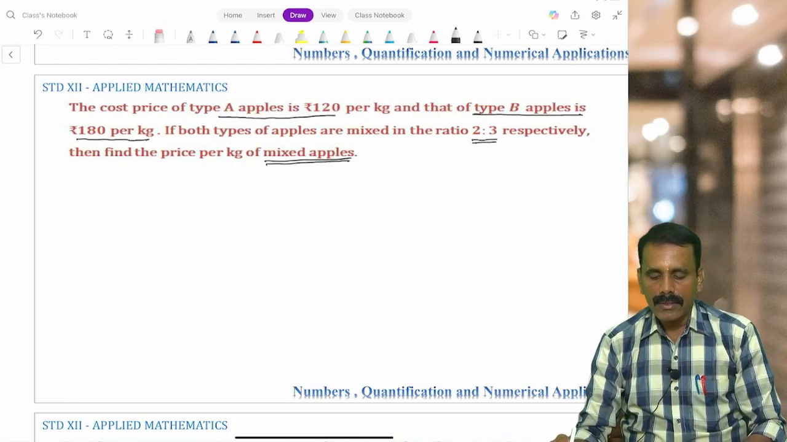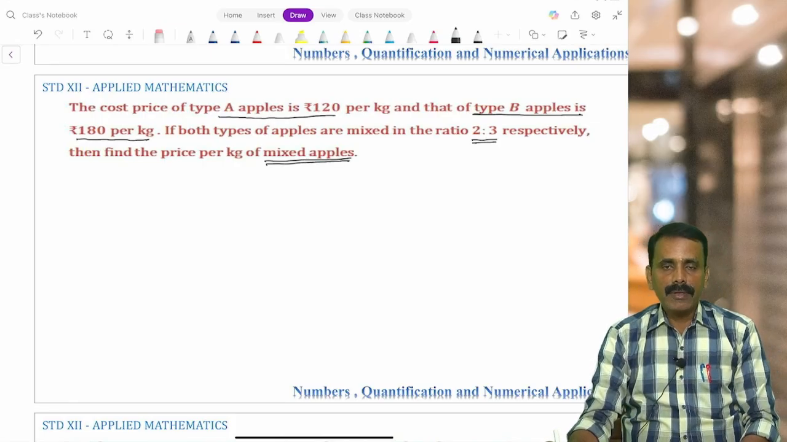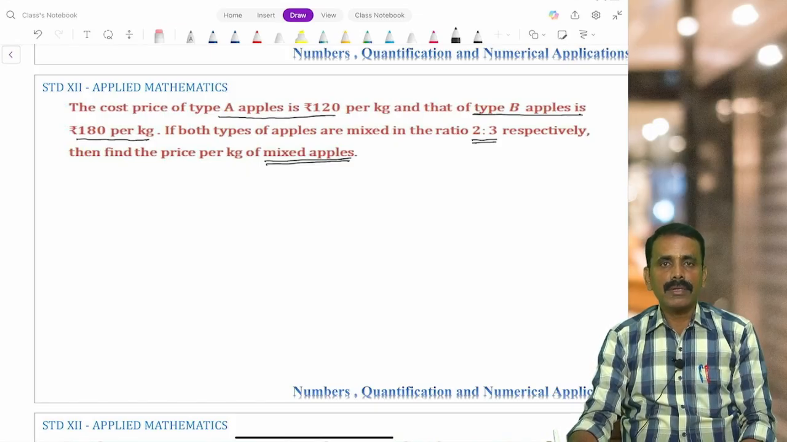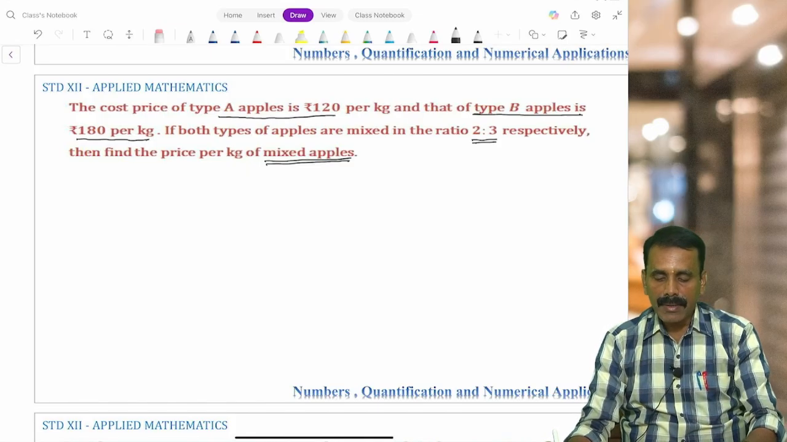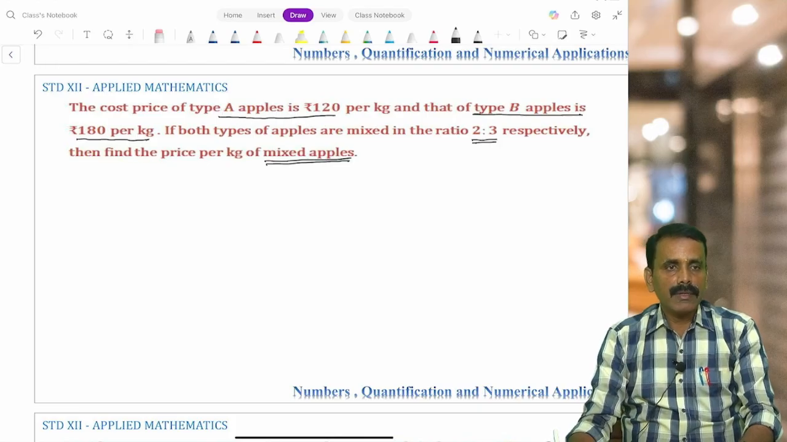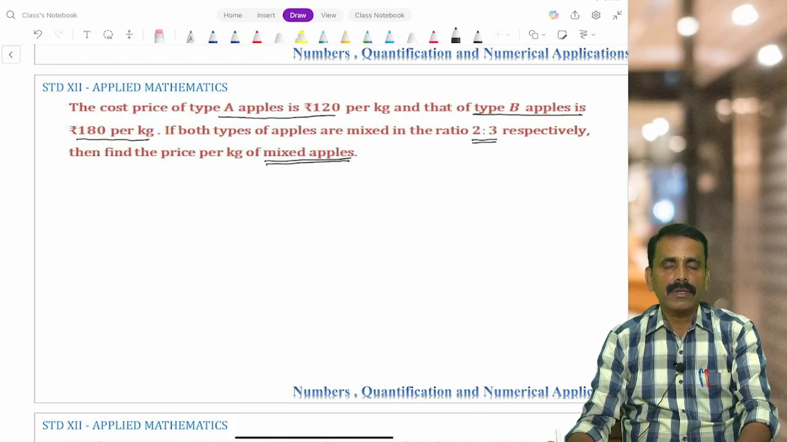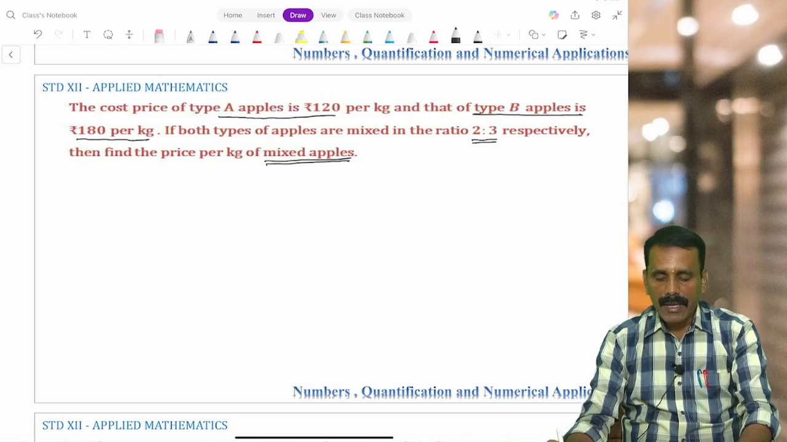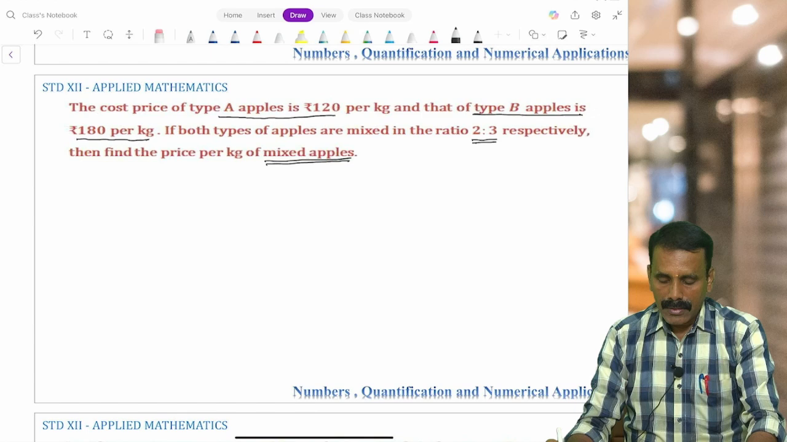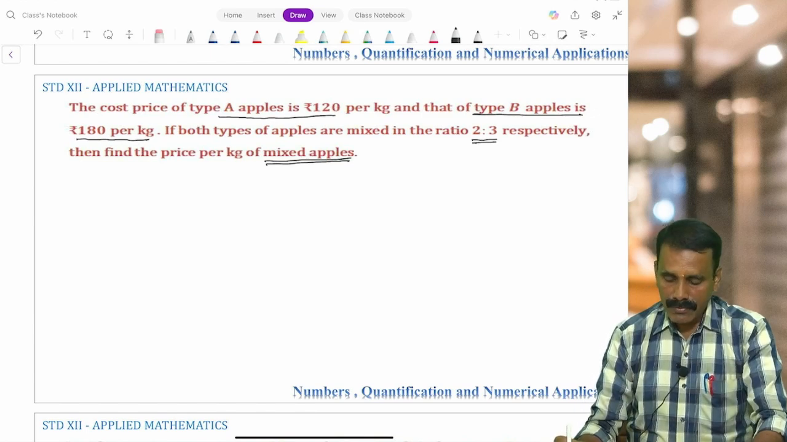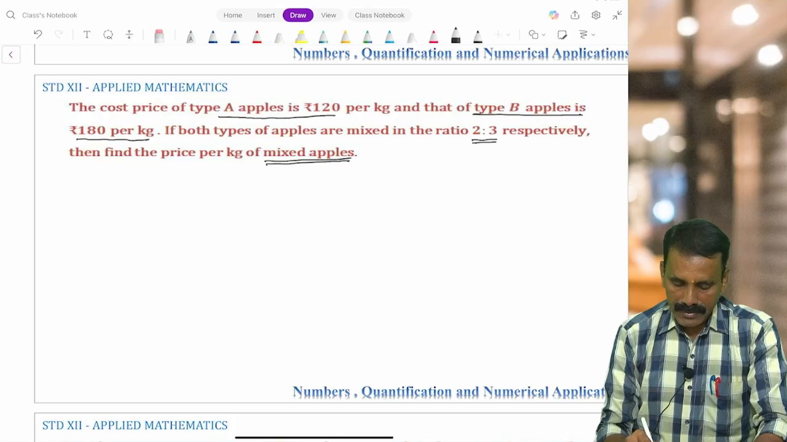Is it clear? So type A apple cost rupees 120 per kg, type B apple cost rupees 180 per kg, and we are supposed to find the cost of the mixture, and type A and type B are mixed in the ratio 2:3. So we are having the formula which relates these quantities. So we try to write the data as given.